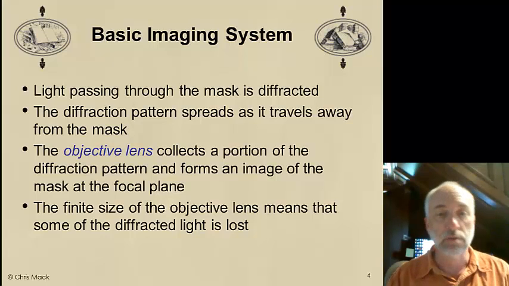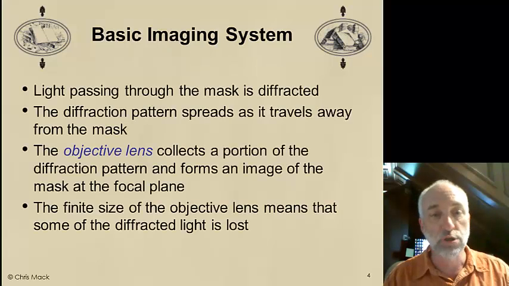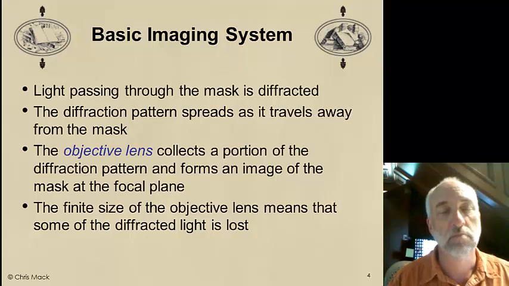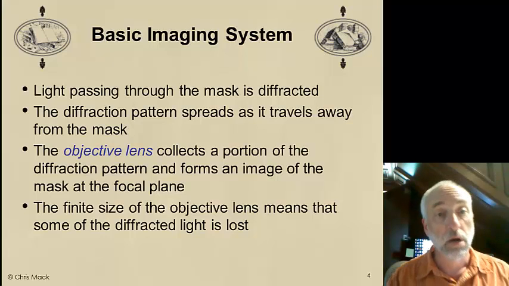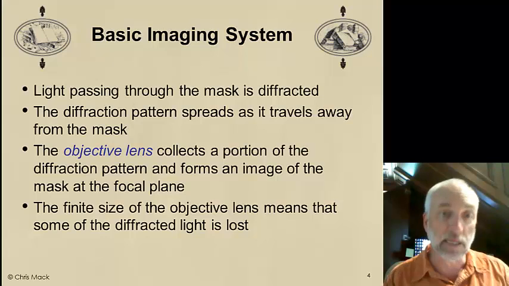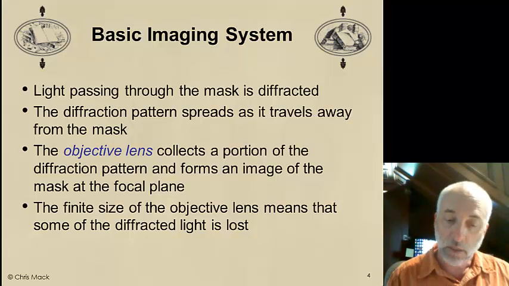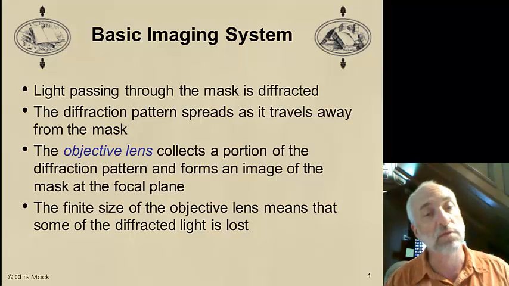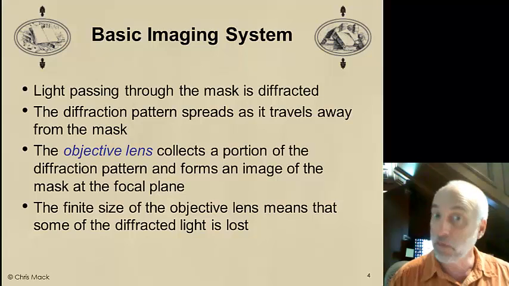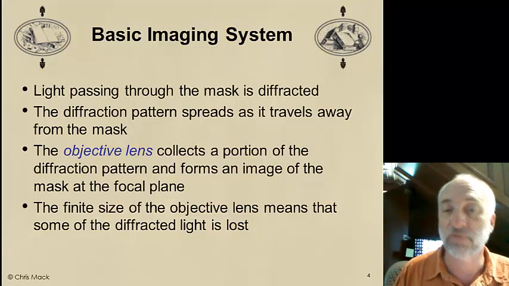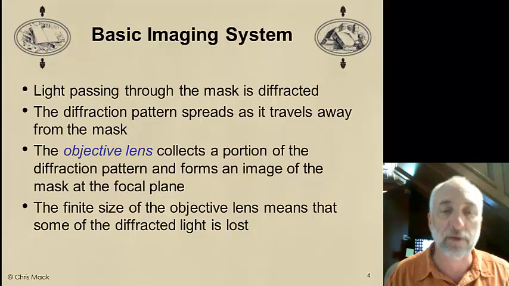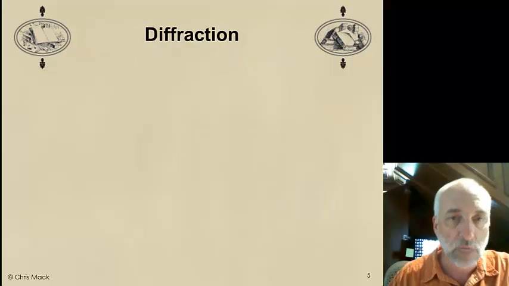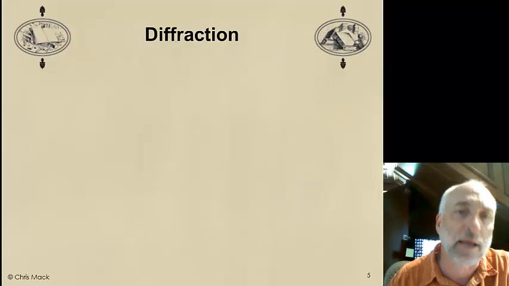And as a result, the quality of the image is limited by the portion of the diffracted pattern that we could capture. All the diffracted light that doesn't make it into that lens is lost. So we're going to study diffraction in order to understand what part of the diffraction pattern makes it through the lens, and what it means when we lose diffraction information, lose part of the diffraction pattern, and what that means for the quality of the image. So let's go back to diffraction. What is diffraction after all?